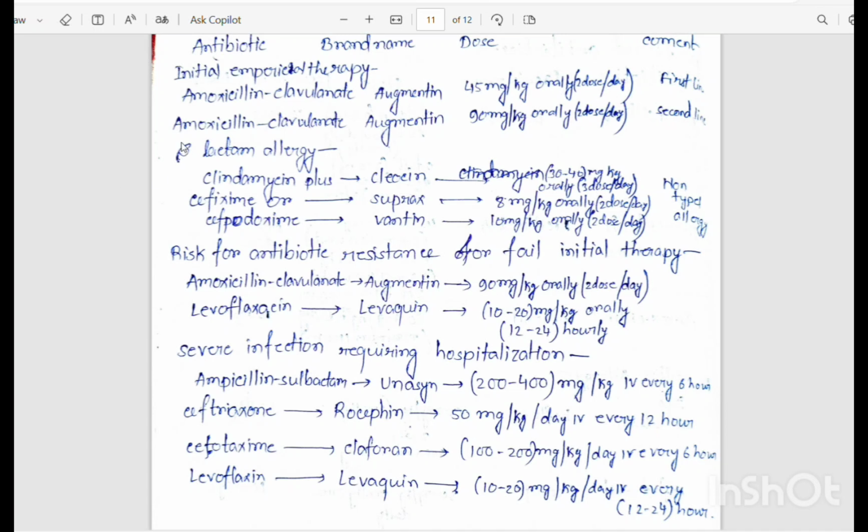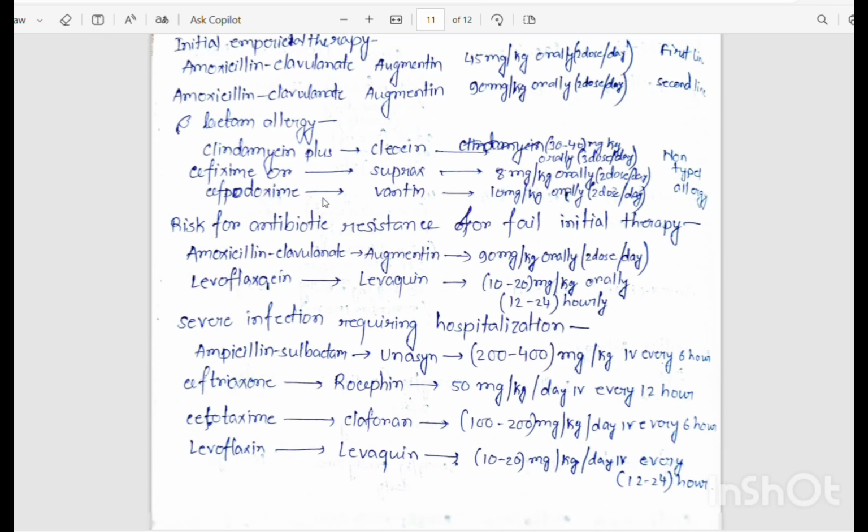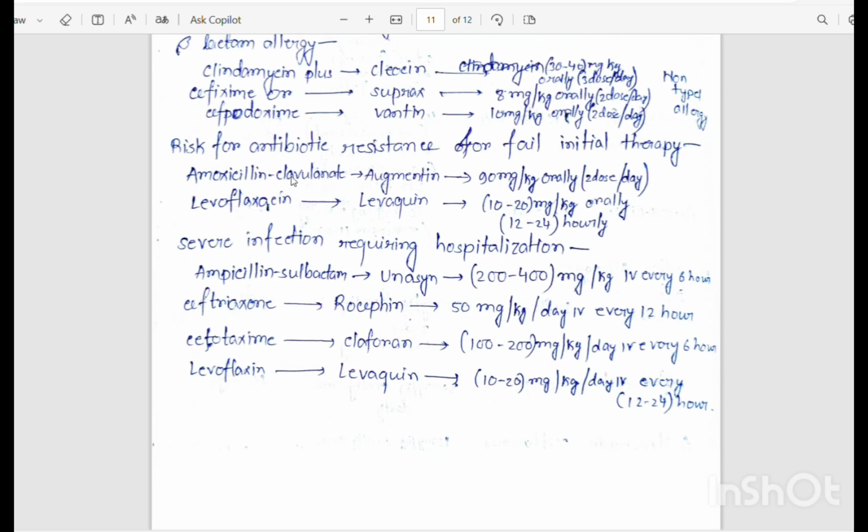And again amoxicillin plus clavulanate, Augmentin, 90 mg per kg orally, 2 doses per day, for risk of antibiotic resistance. If the initial therapy fails, then we have to give this treatment. The name of the antibiotic is amoxicillin plus clavulanate. The brand name is Augmentin. Dose will be 90 mg per kg orally, 2 doses in a day.